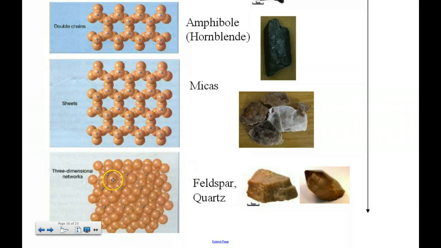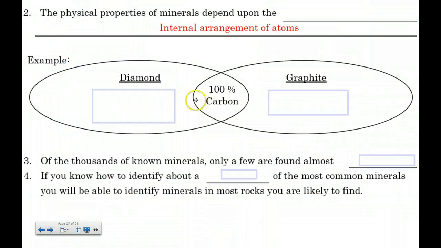But because these other atoms are bonded differently, the bonds between them are stronger, and they don't break on regular patterns. So when you hit a piece of quartz, it fractures. It doesn't break along cleavage planes like the micas do. And it's because of the internal arrangement of the atoms.